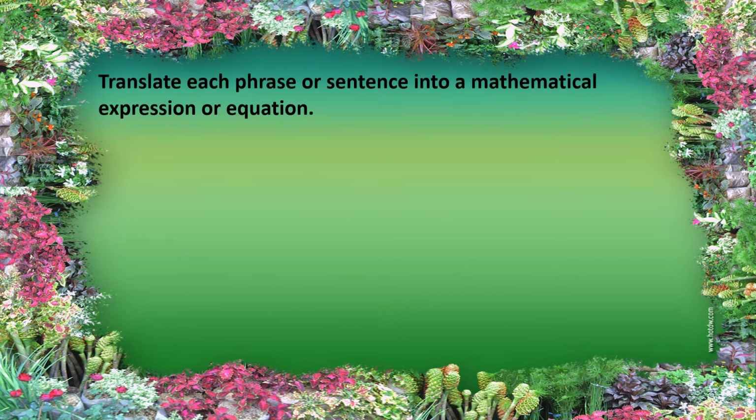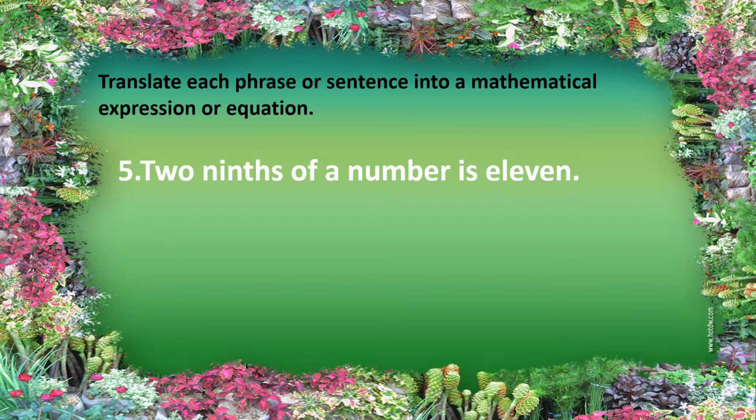Next question. 2 9ths of a number is 11. So how will you write 2 9ths? 2 by 9. Very good. Of can be replaced by into. A number means x. So 2 by 9 into x, that is 2 by 9x is 11. So 2 by 9x equal to 11.